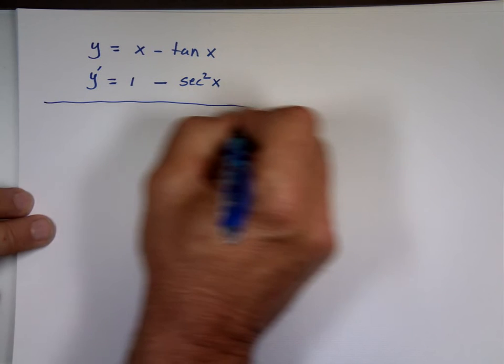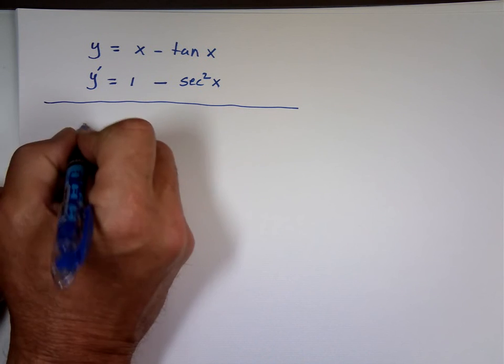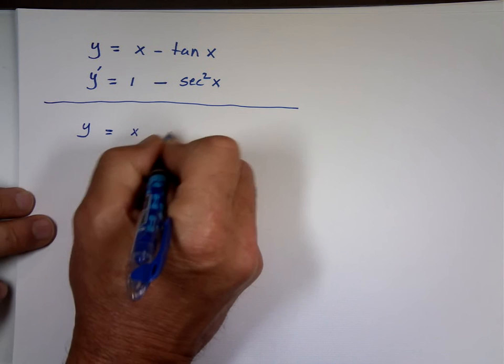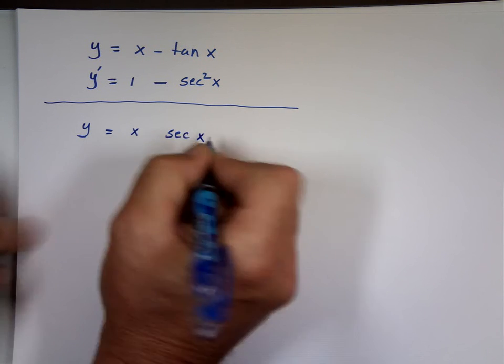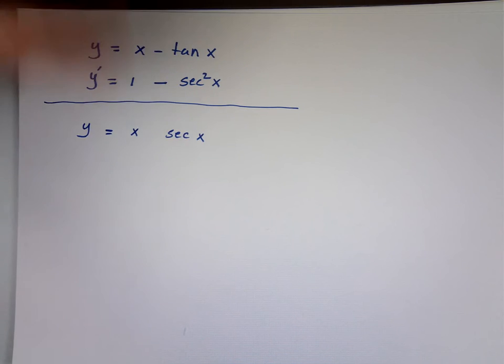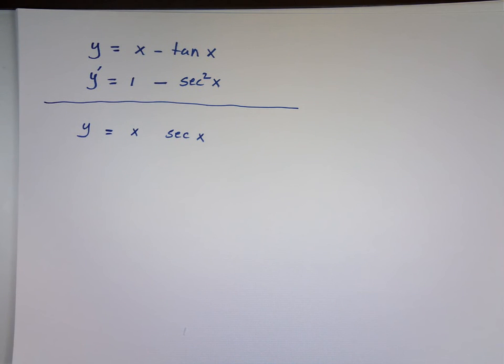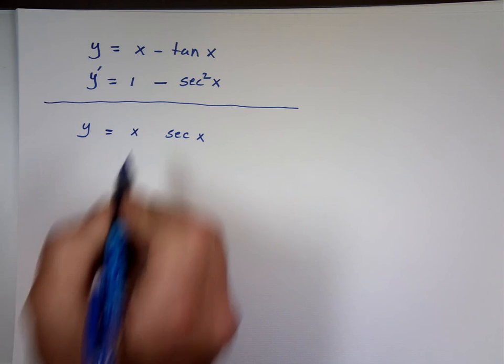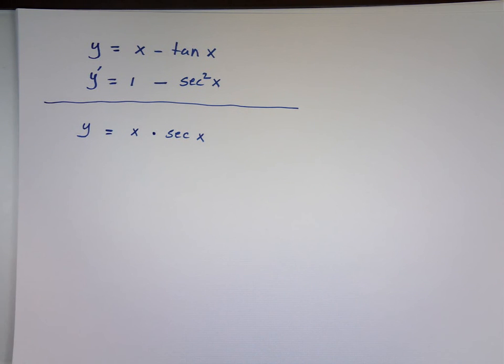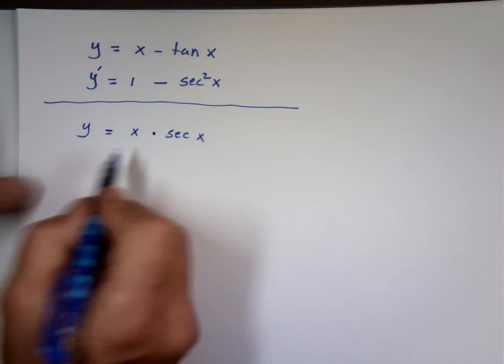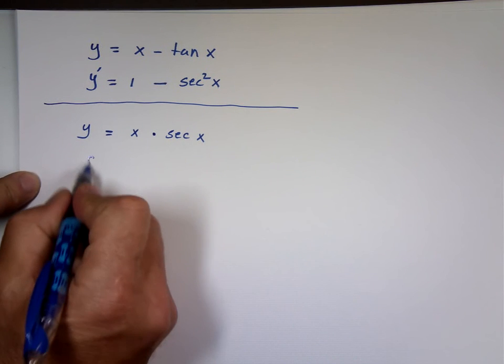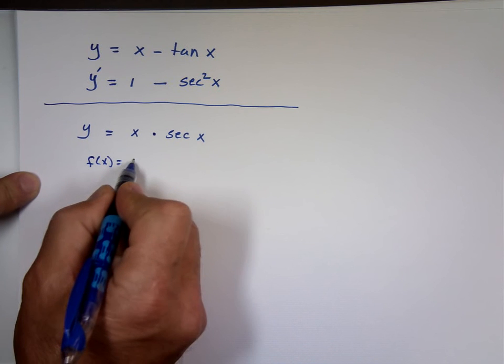Let's have you think here. I put a big space between them, but I want you to see it's really a multiplication. And if it's multiplication, what rule do you have to use? Product rule. So this is f and that's g. So f of x is the first one. g of x is the second one.